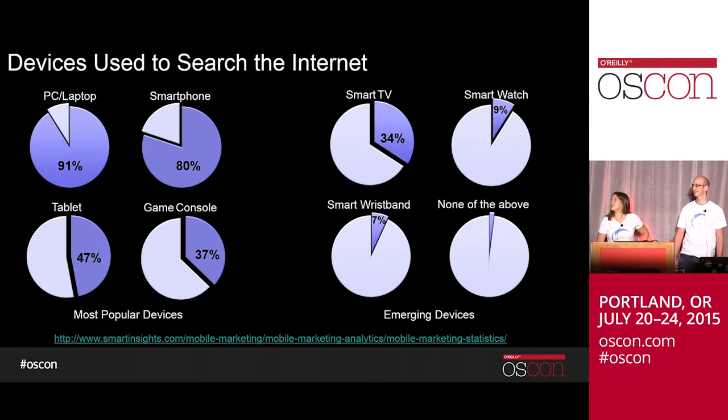So cool, thanks. Okay, that's almost the statistic we also see here. On the left side, we see the devices which are mostly used to search the internet. The laptop is the leader with more than 90%. Then we have the smartphone, tablet, and game console. But we should also take into consideration that there are more emerging devices. We have the smart TV with over 30%, and we also have the smartwatch and the smart wristband, which are getting more popular. So it would be really great if our soccer application would run on all these devices.